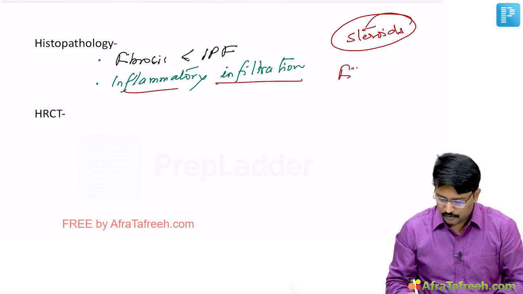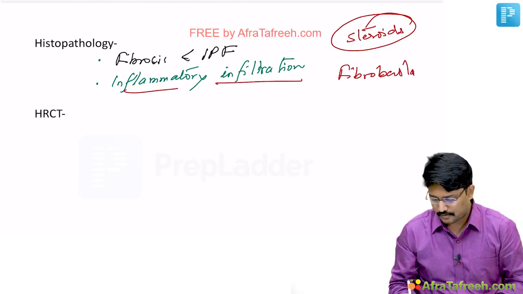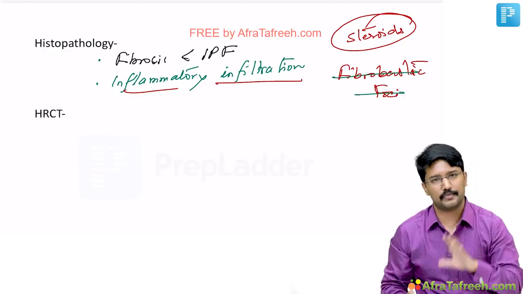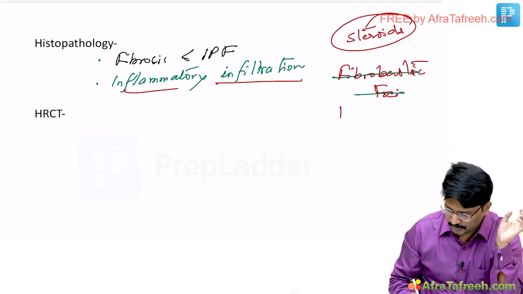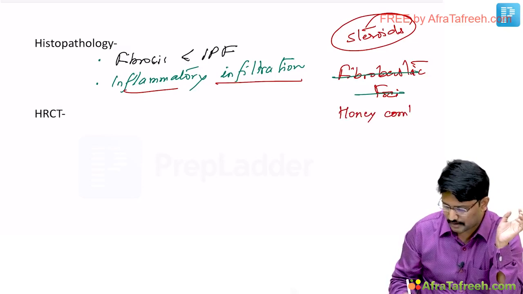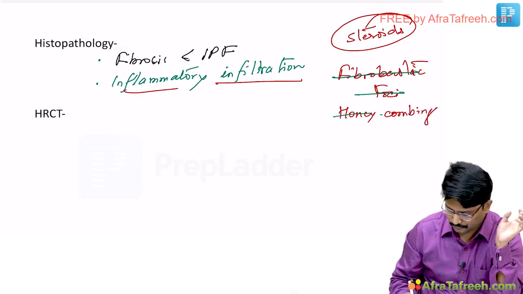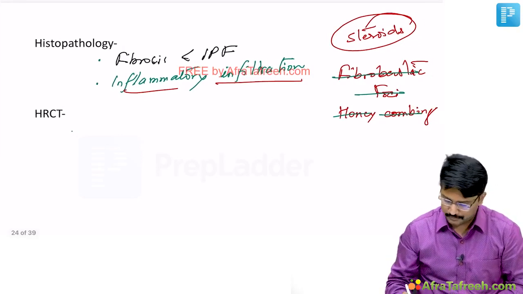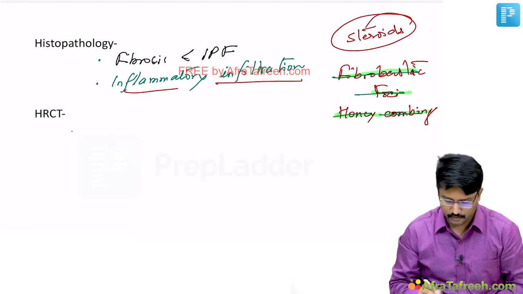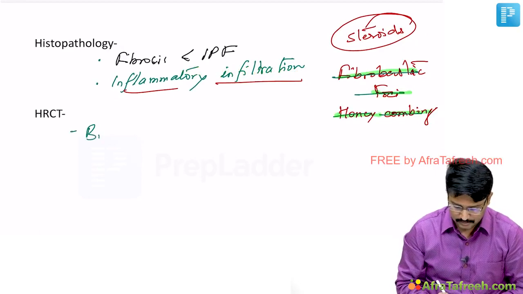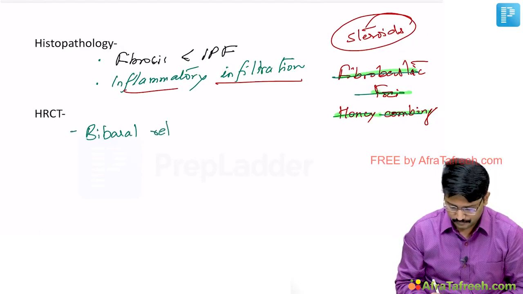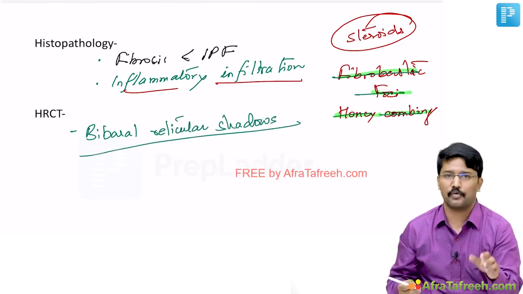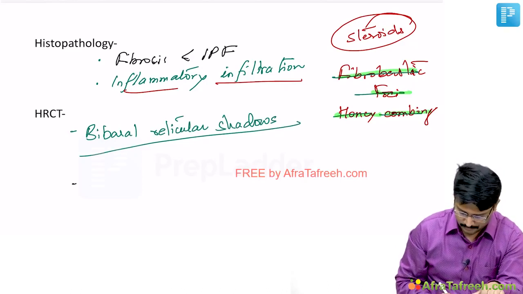We don't see fibroblastic foci here, we see them in IPF. We don't see honeycombing here, or if we see, that is very minimal. On HRCT, again, as I told, there is no honeycombing and there are no fibroblastic foci. We may see again bibasal reticular shadows. These bibasal reticular shadows appear in almost all forms of interstitial lung disease.